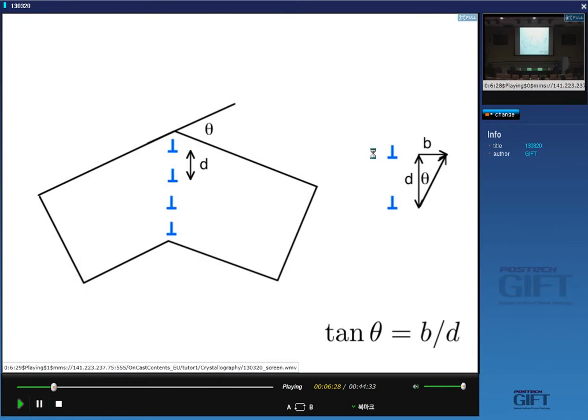Okay? So I can work out the misorientation between these two halves in terms of the Burgers vector of the interface dislocations and the spacing between the dislocations. And tangent of theta equals b upon d. That's obvious, yeah? Tangent of theta is opposite over adjacent. And if theta is small, then tangent of theta is approximately theta.